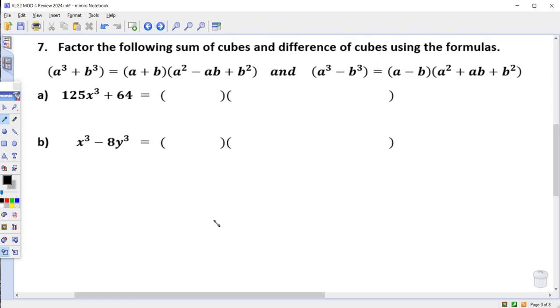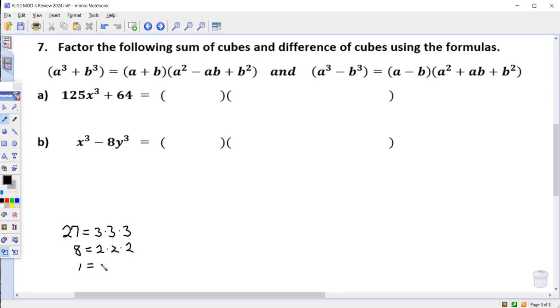Okay. Number 7, factor the following sum of cubes and difference of cubes using the formulas. Okay, so a sum of cubes. Sum, of course, is adding, and we are adding a perfect cube and a perfect cube. All right, what makes a perfect cube? Like 27 is a perfect cube because 3 times 3 times 3 is 27. Right, 8 is a perfect cube because 2 times 2 times 2 is 8.